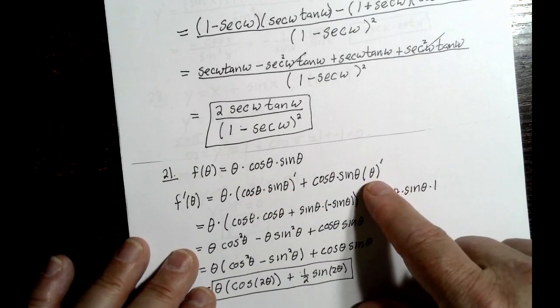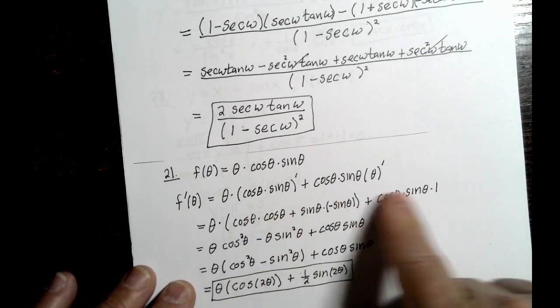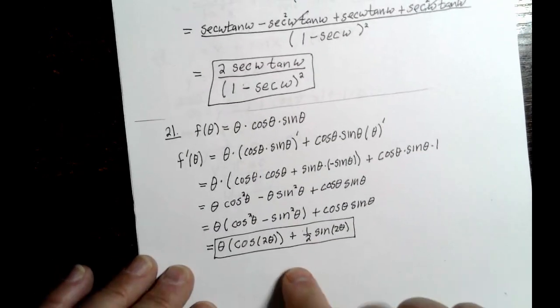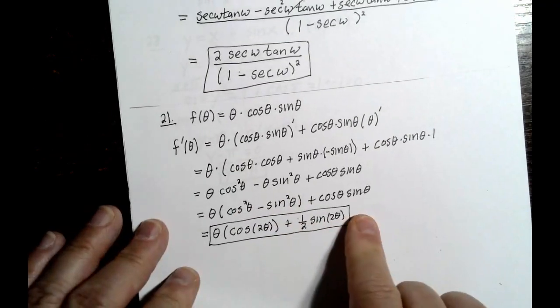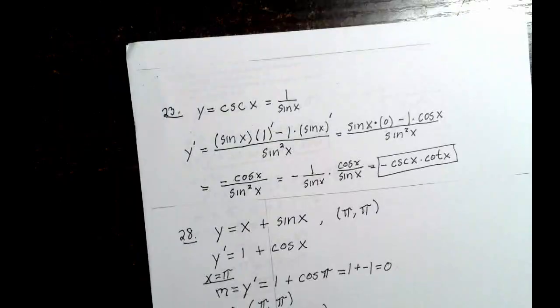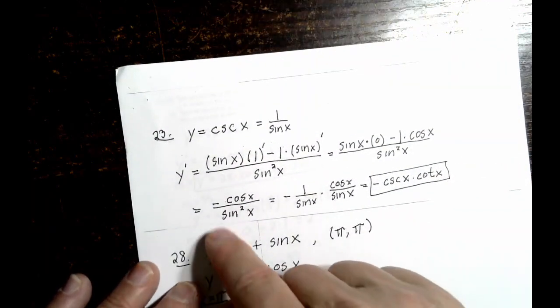And here, the derivative of theta is just 1, just like the derivative of x is 1. And now you multiply everything out and combine like terms, and you get this. You can even go even further and get cosine 2 theta if you want, and sine 2 theta if you want. You don't have to, but you can write it simpler if you want.